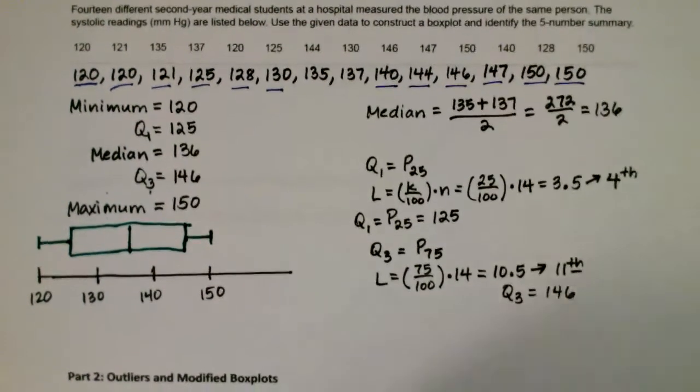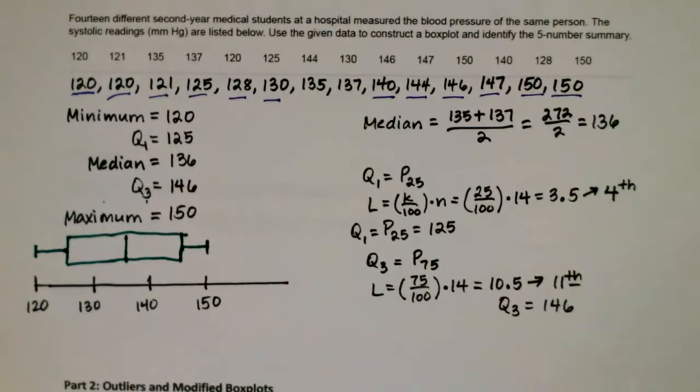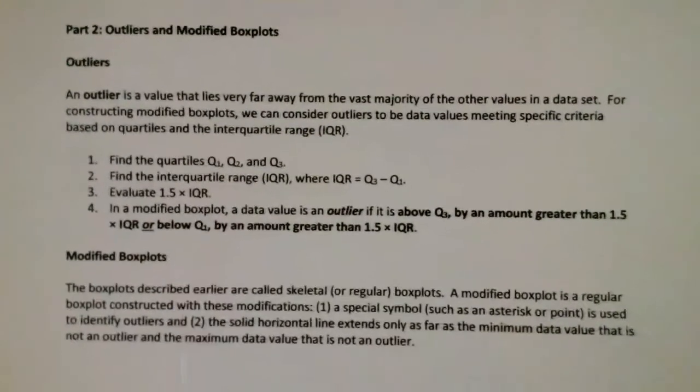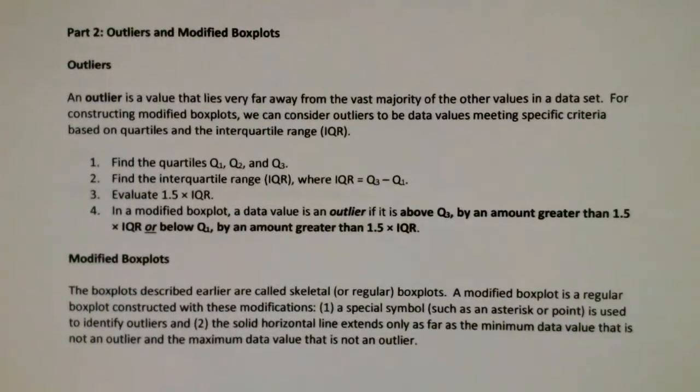All right, and finally, we'll talk about outliers and modified box plots. An outlier is a value that lies very far away from the vast majority of the other values in the data set. For constructing modified box plots, we can consider outliers to be data values meeting specific criteria based on quartiles and the interquartile range.